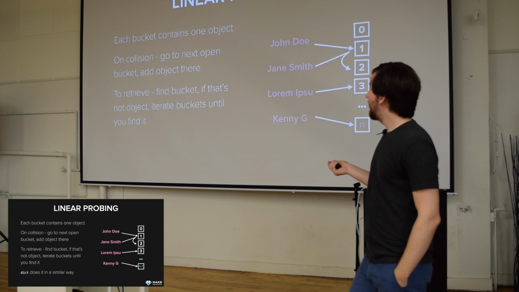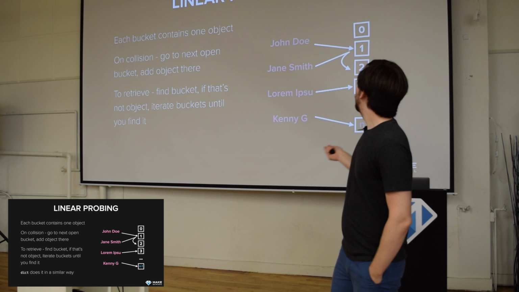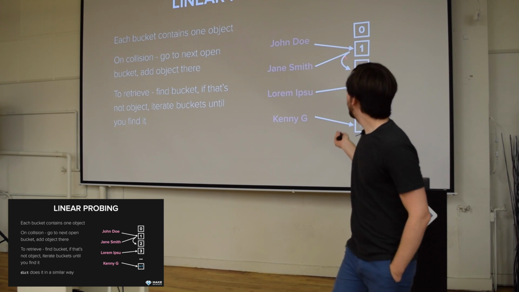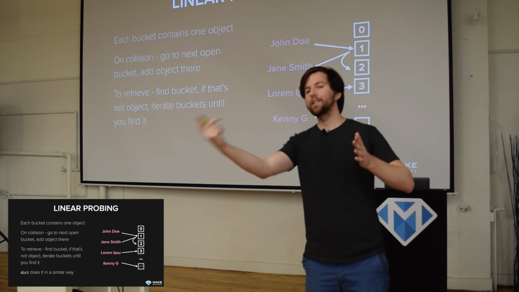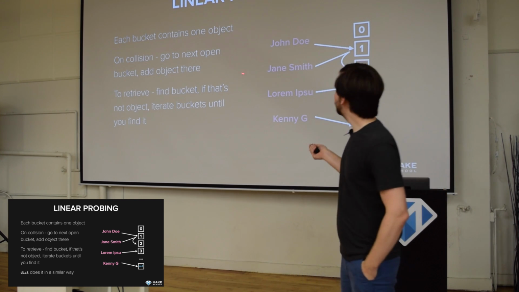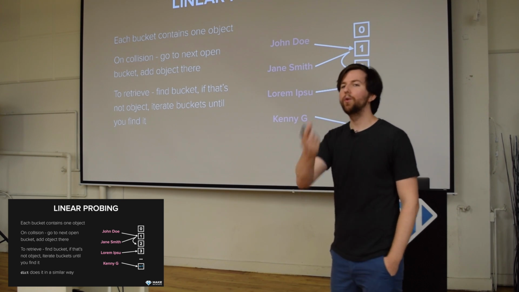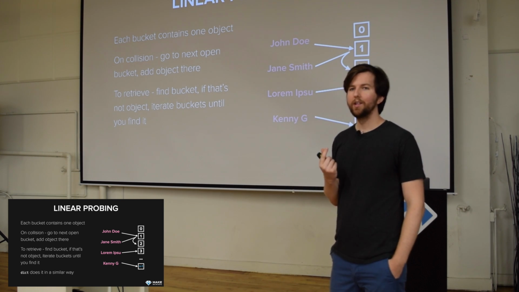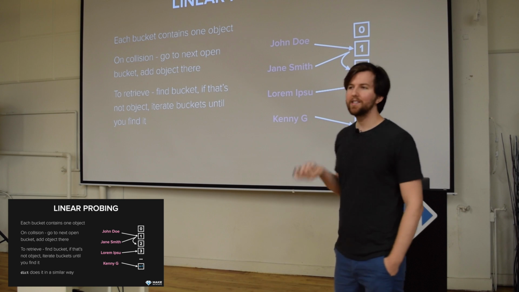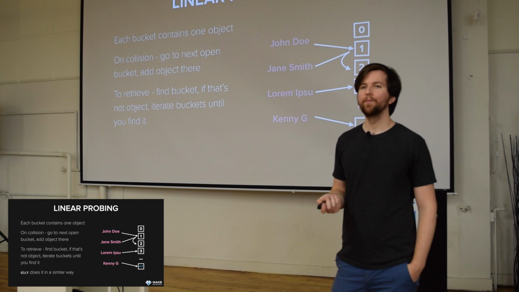So to retrieve, again, find the bucket, take the hash, mod n. If it's not there, we have to iterate successive buckets until we find the object we're looking for. That means that you have to save the key and the value in the bucket, because otherwise you don't know if you're retrieving the right value. I'll repeat that again because it's important. You have to save both the key and the value in the bucket.